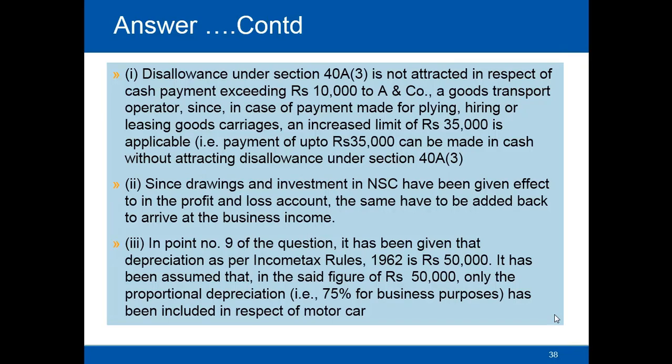Now some further points will be noted here. He has made a cash payment exceeding rupees 10,000 to A&M Company, which is a goods transport operator. Here the disallowance under section 40A subsection 3 is not attracted because the limit has been increased: in case of payment made for plying, hiring or leasing goods carriages, an increased limit of 35,000 is applicable. So payment up to 35,000 can be made in cash without attracting disallowance under section 40A subsection 3.